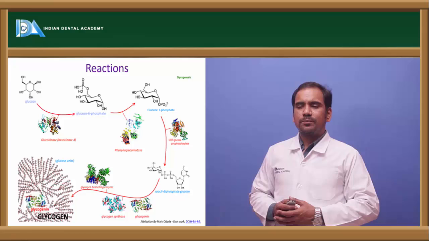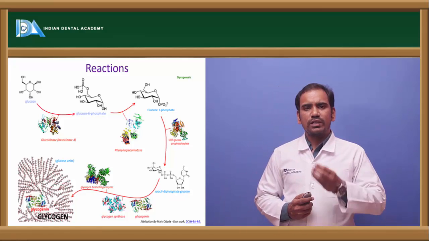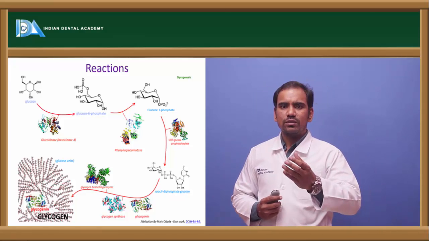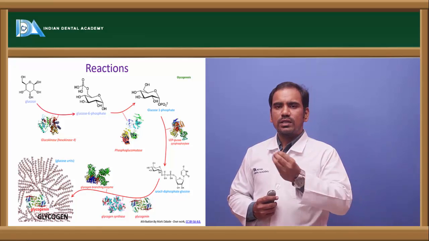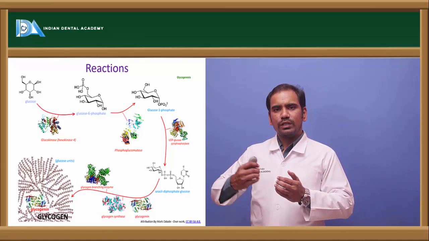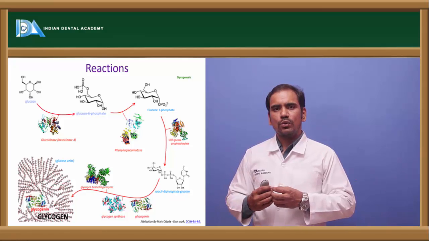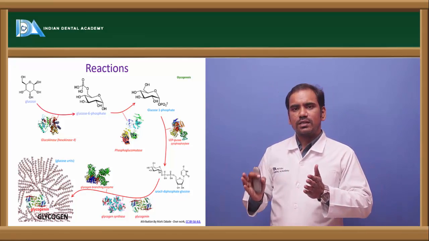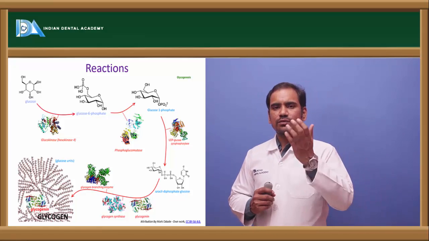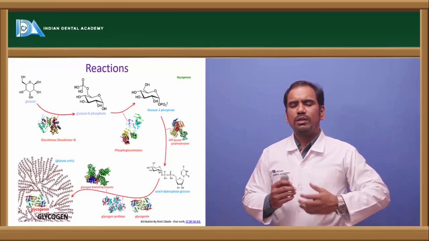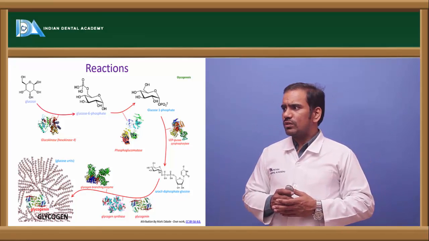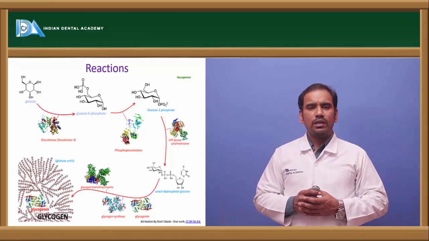Coming to reactions. Here we'll start with glucose. Now glucose is converted into glycogen, so we start with the glucose in glycogenesis. Glucose is converted to glucose 6-phosphate whenever it enters into the cells. Now glucose 6-phosphate is utilized in the synthesis of glycogen. In the next reaction, glucose 6-phosphate is converted to glucose 1-phosphate by the action of the enzyme mutase. You are shifting the phosphate from the 6th carbon to the 1st carbon.